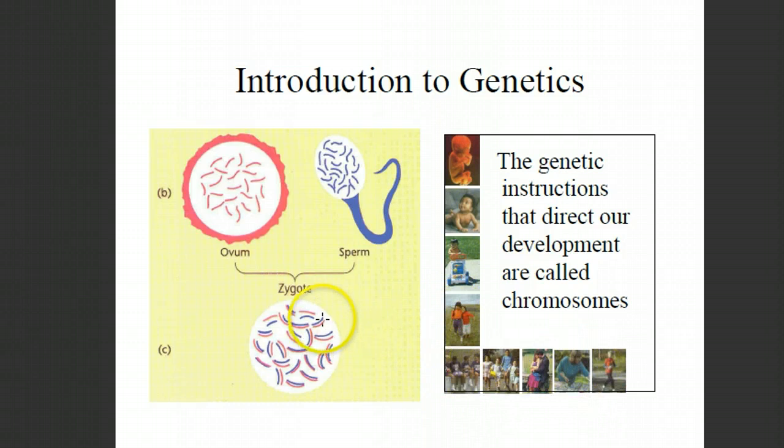Each cell in your body consists of 23 pairs of chromosomes, and those chromosomes carry the genetic instructions for making your physical body. You inherited half of those chromosome pairs from your biological father, from the sperm, and the other half from your biological mother, from the ovum.